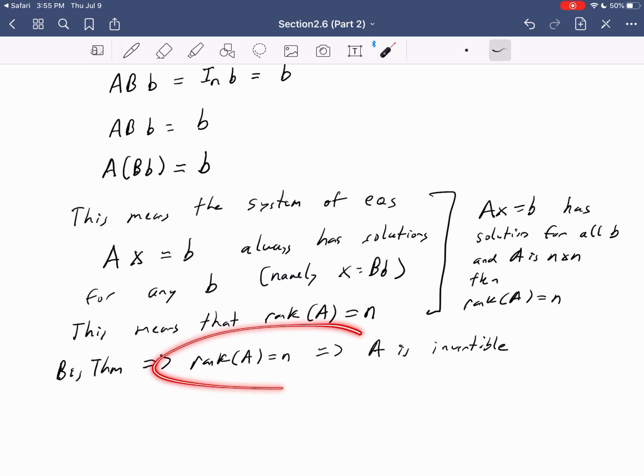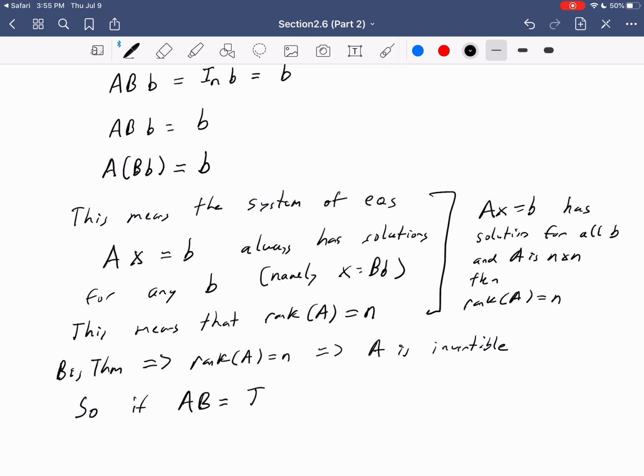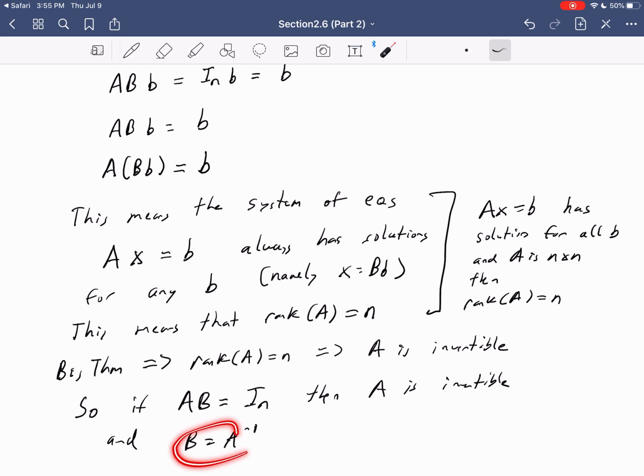So we know A is invertible. That basically does it for us, because once we've done that, we know that A is invertible. So this tells us, if AB equals I_n, then A is invertible, and B equals A inverse. How do I know that B equals A inverse? Well, remember, inverses are unique, so since this thing would satisfy being the inverse, it has to be this.